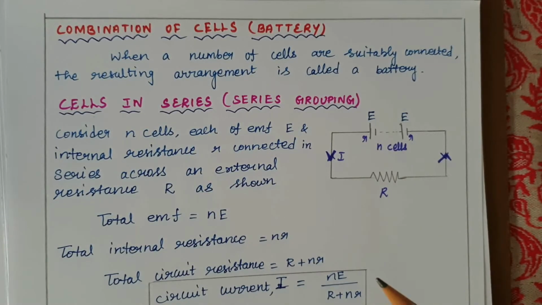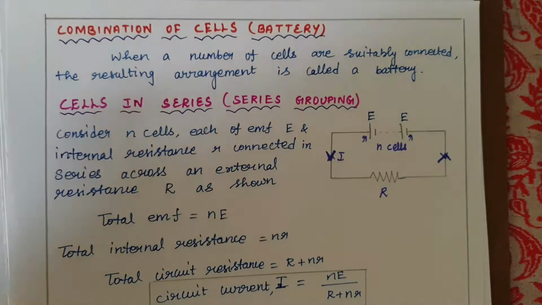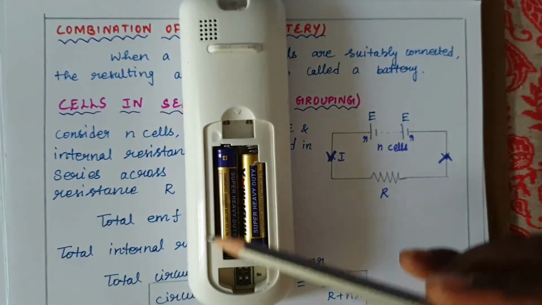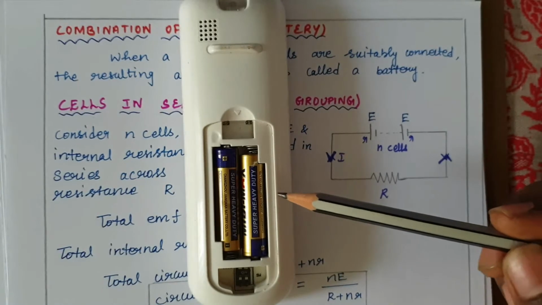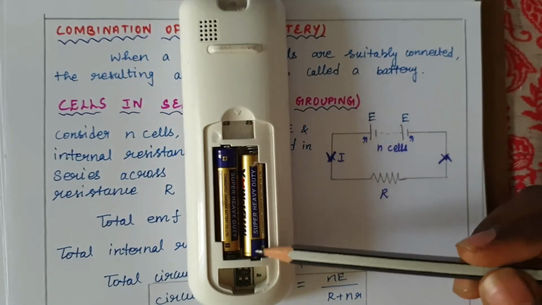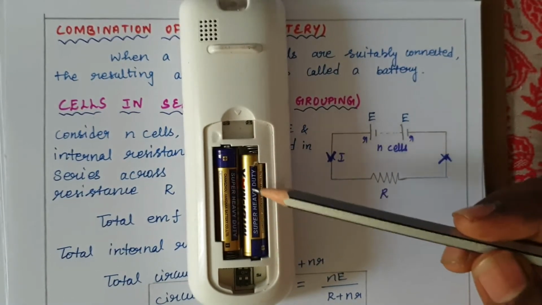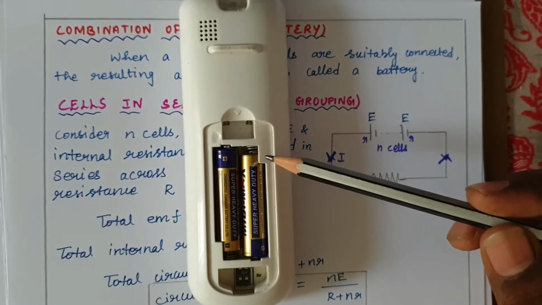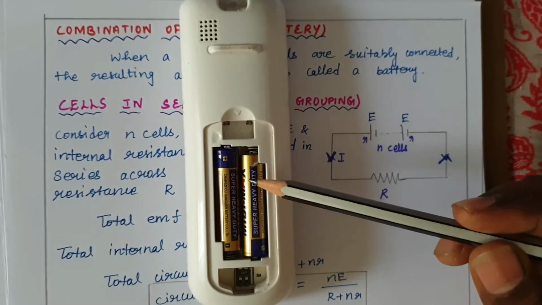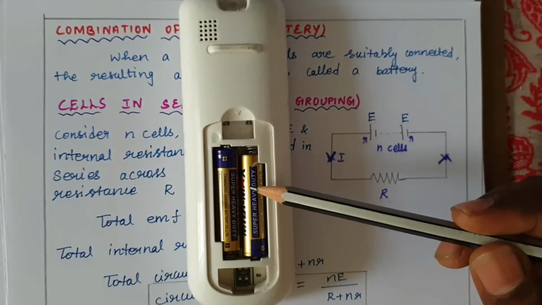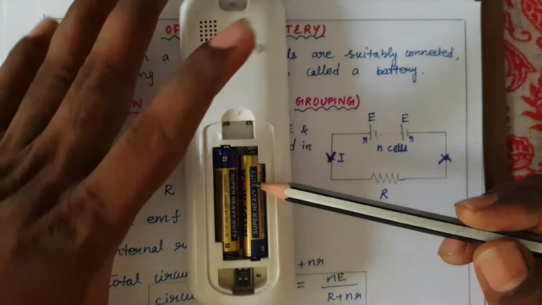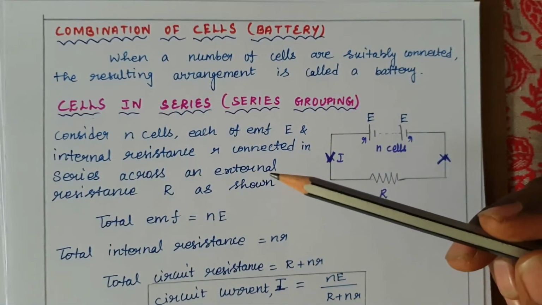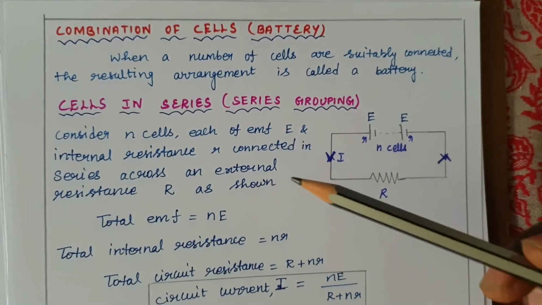Because this is very important. We can take our ordinary remote, in which we are connecting two cells, right? Here you know this is connected in the form of what? Series. It appears to be parallel, but the original connection is in series. This is a simple device, so two batteries are enough. Whenever the application's power requirement increases, we have to increase the number of cells, right?